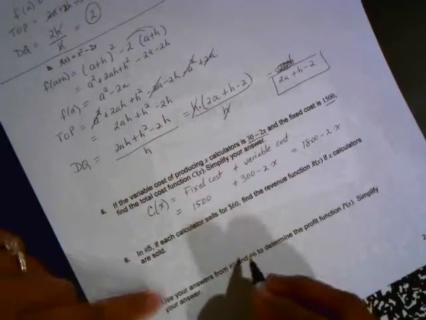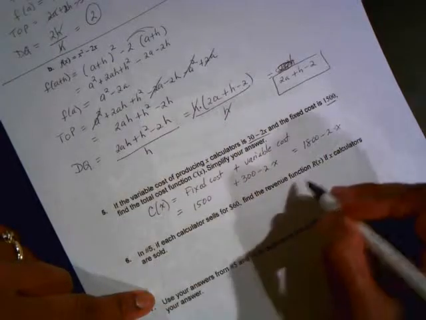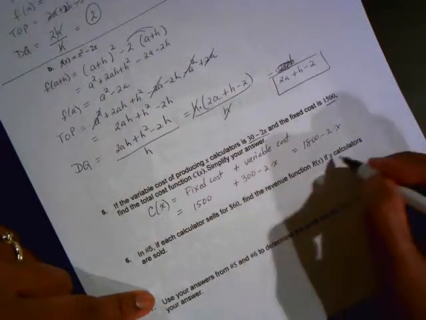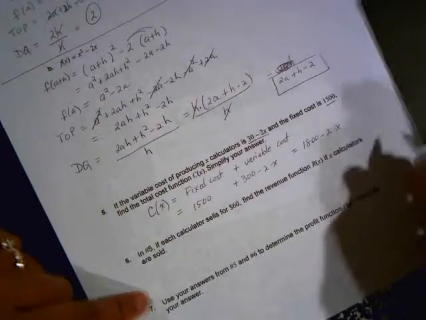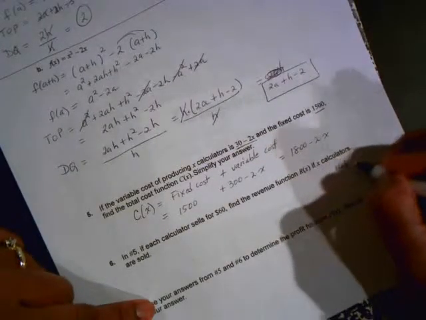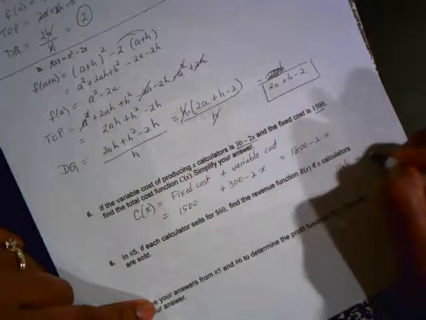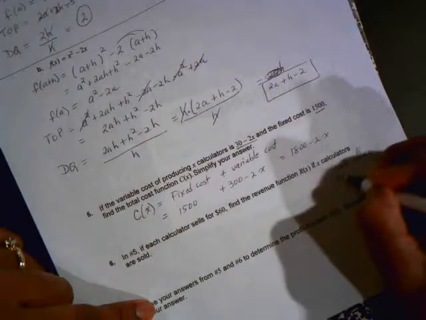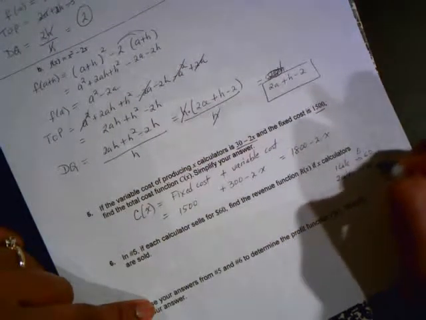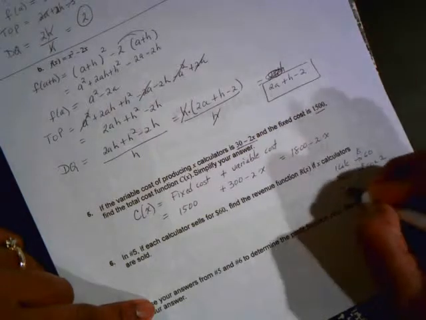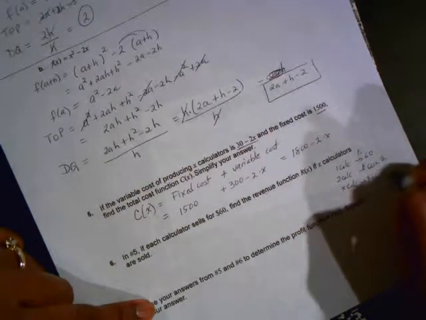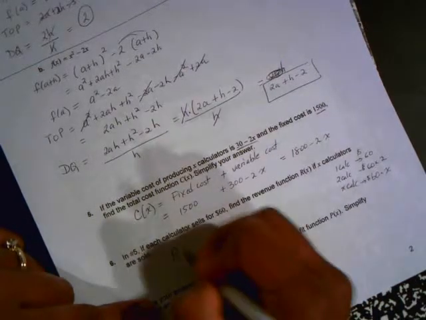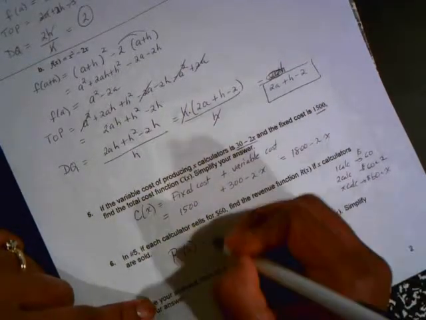Okay, now we need to find the next function called the revenue function. If x calculators are sold and each calculator is sold for $60, so one calculator, $60; two calculators, 60 times 2; x calculators, 60 times x. So the revenue function, we call it R of x, is 60x.